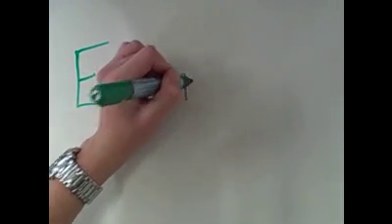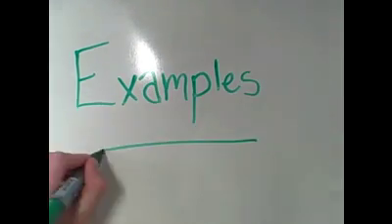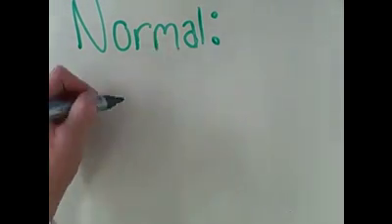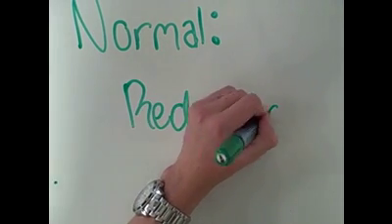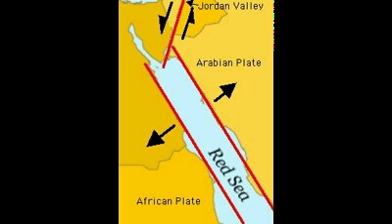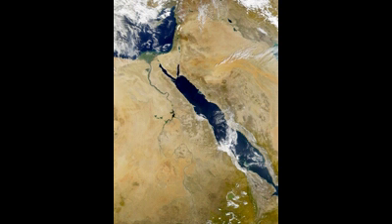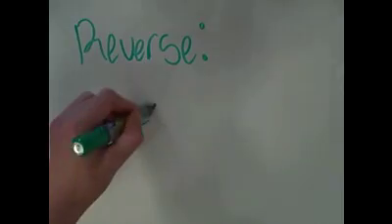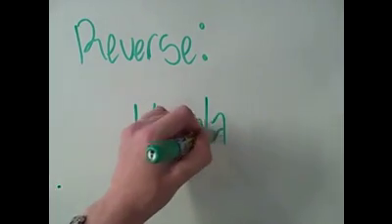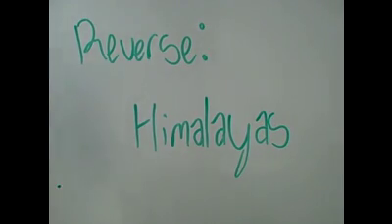Today, there are existing examples of all three types of faults. An example of a normal fault is the Red Sea. Because it is a normal fault, each side is pulling apart, causing the Red Sea to grow larger and larger each year. An example of a reverse fault is near the Himalayas. The Himalayas were formed because of this reverse fault.